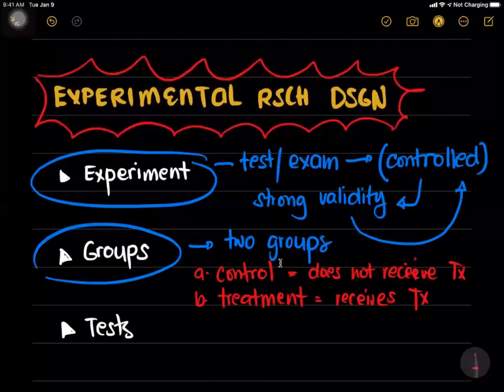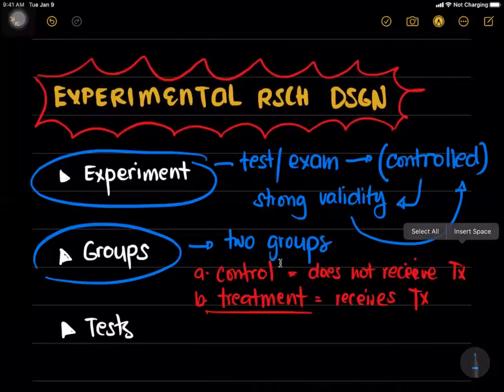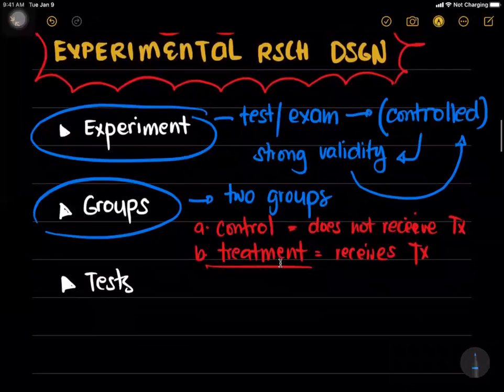However, the treatment group here may not be limited to only one group. It could be several treatment groups depending on the objective of the researcher. And let's also take note that an experimental research design also includes tests.